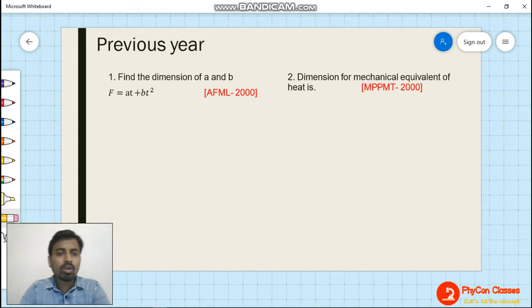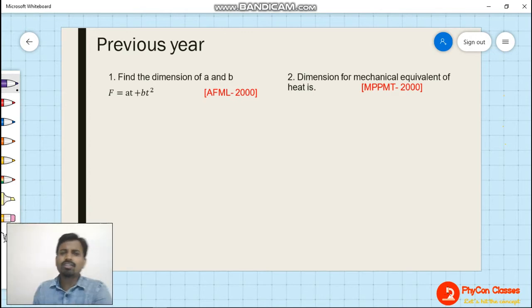Question number 1 says, find the dimension of A and B. Congratulations to those who have given the correct answer. I have seen the comments and I'm really happy to see that. You guys are really working and giving the answers, and that is why I'm happy today. So we have to find out the dimension of A and B.